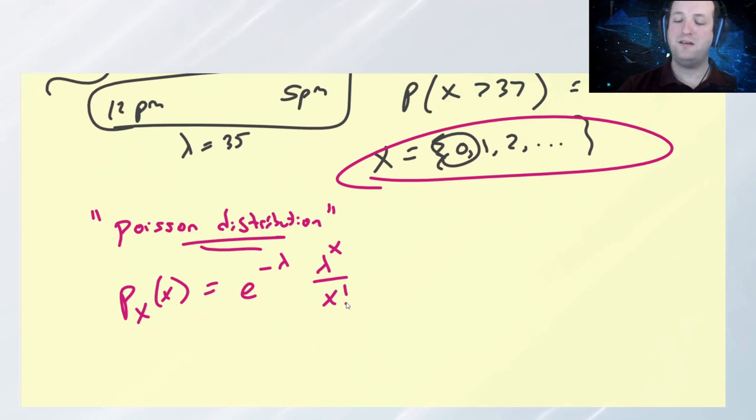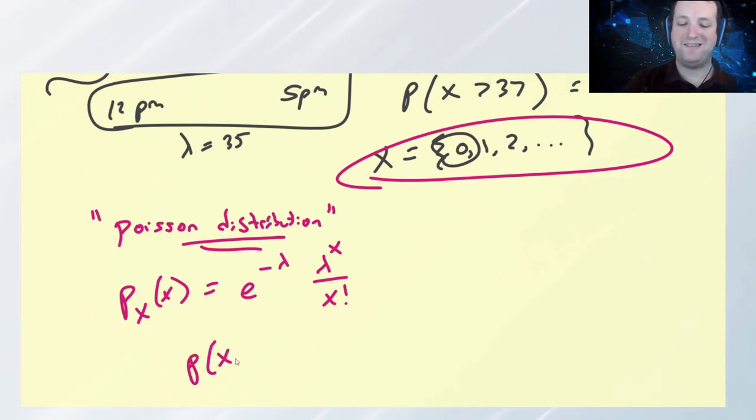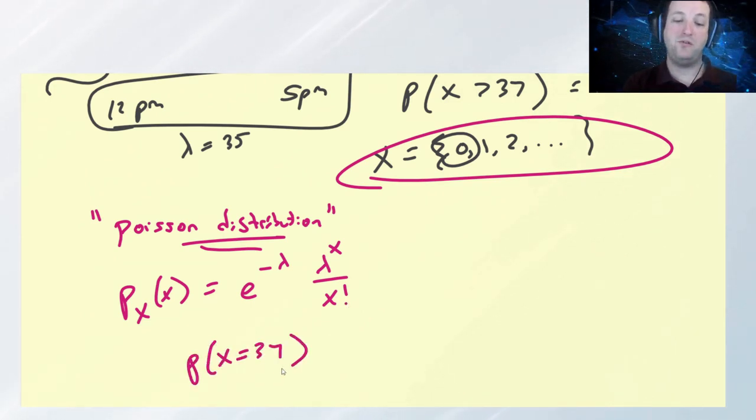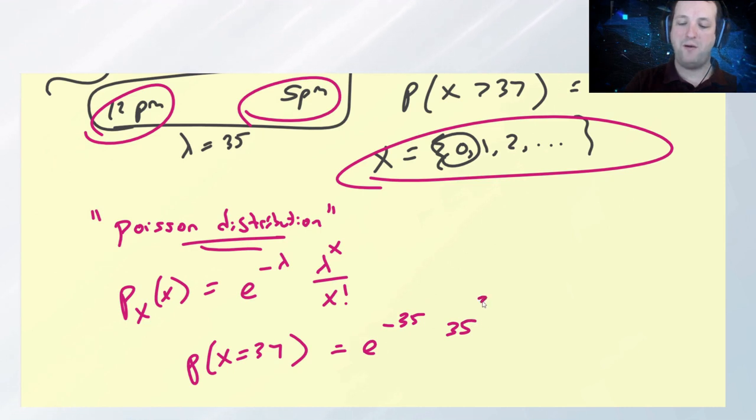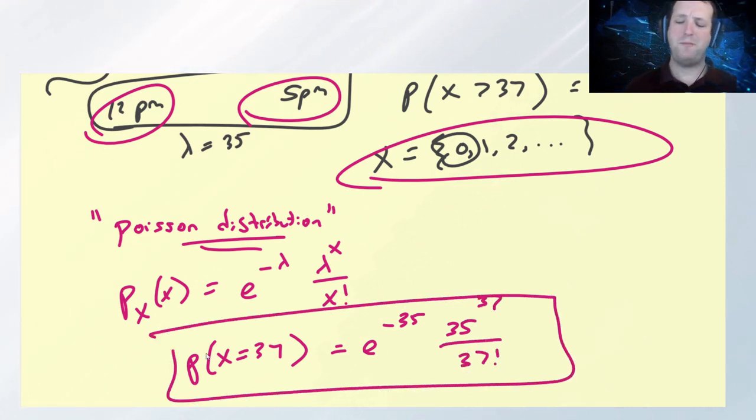So if you wanted, for example, to find the probability that exactly 37 people came into the store between 12 p.m. and 5 p.m., you could just do e to the minus 35 times 35 to the power of 37 all over 37 factorial. Of course, I'm not going to do that by hand. You could probably use a calculator to get that particular value, but that's how you would figure it out. So now let us use this Poisson distribution to solve a real world problem that's just a little bit more harder than this particular problem that I've stated here.